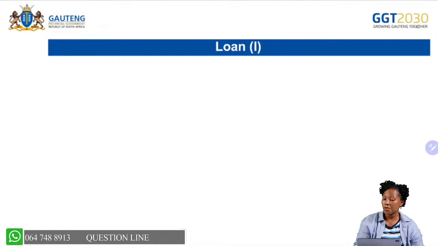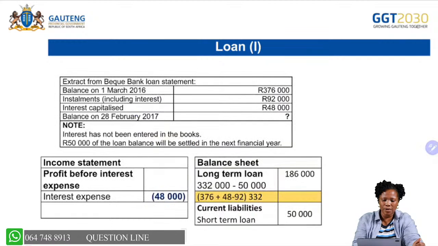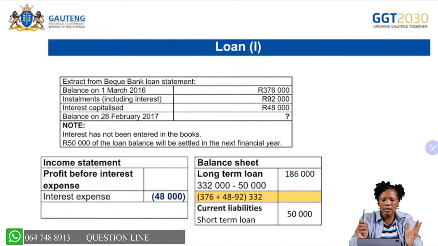We're going to take you to the loan now, the calculation for loan. Oh, unfortunately, I don't know what happened here, but it's fine. We'll continue. Look at the statement for loan. I wanted to engage you first. Let's look at the statement for loan. Our statement for loan has a 376,000 opening balance at the beginning of the year. And the installments that are including interest amounted to 92,000.